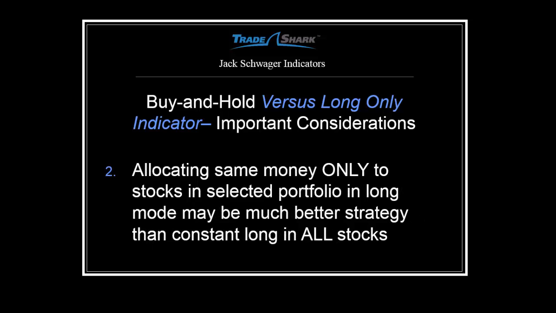Second, rather than hold a constant long-only portfolio, you may be able to do much better by allocating the same money only to those stocks in the portfolio that are currently in long mode. So for example, if you have a 20 stock portfolio, rather than place 5% in each stock, it may be a much better strategy to divide the same money evenly, but only to those stocks that are at the present point in time in a long mode given the indicator. And of course, that particular set of stocks will change as the indicators change, but the point is that rather than invest in all stocks in a buy and hold strategy, selecting only those stocks that are in buy mode and allocating the same money to those can often achieve a much better outcome.